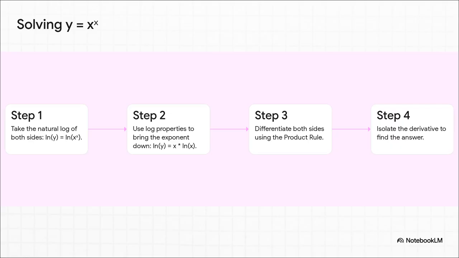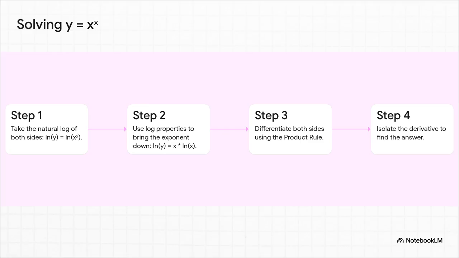First, we'll set our function equal to y. Now, step 2 is the magic move. We take the natural log of both sides. Why? Because it lets us use that awesome log property to bring that pesky exponent x down in front, turning it into a multiplier. Now look at what we've got in step 3. On the right side, it's just x times the natural log of x. Hey, that's a job for the product rule. We know how to do that. From there, we just differentiate, do a little bit of algebra to get the derivative by itself, and we're done.